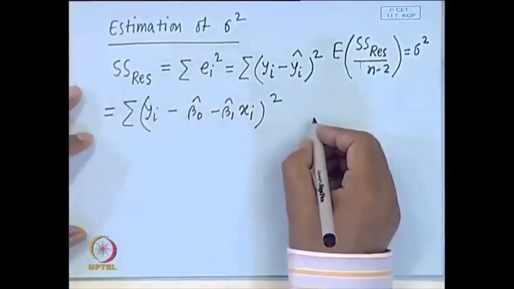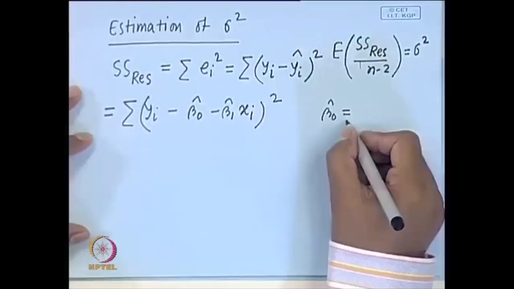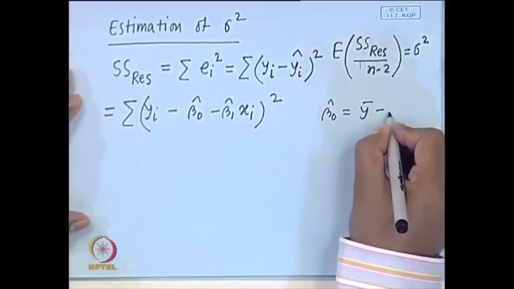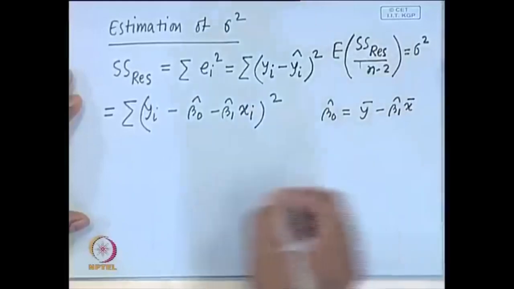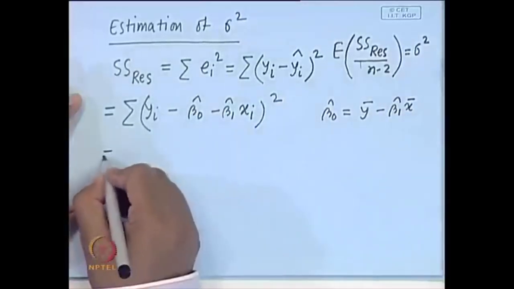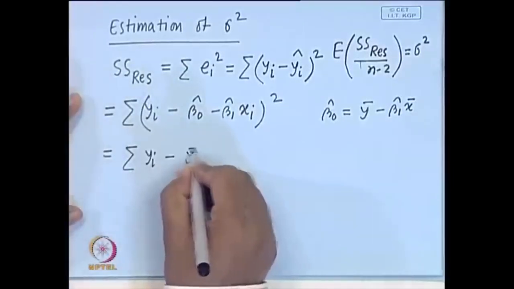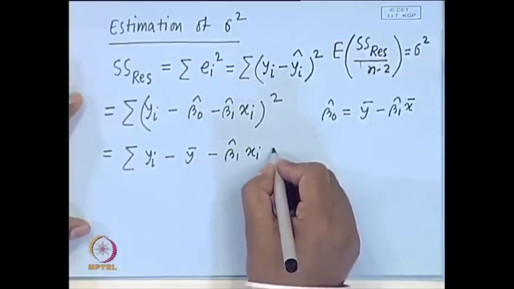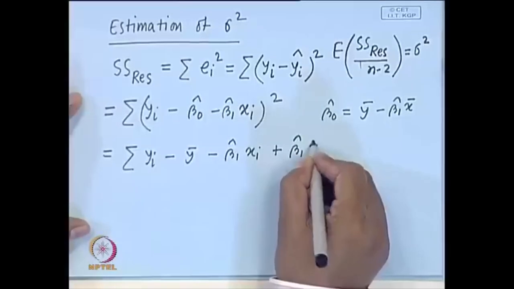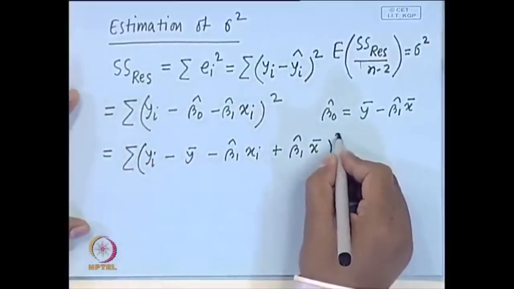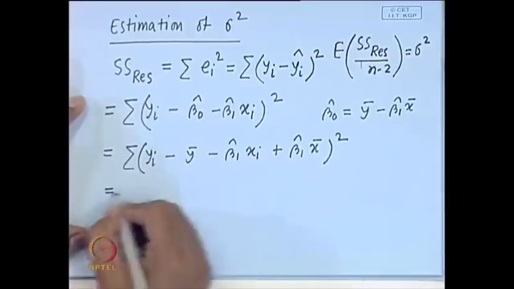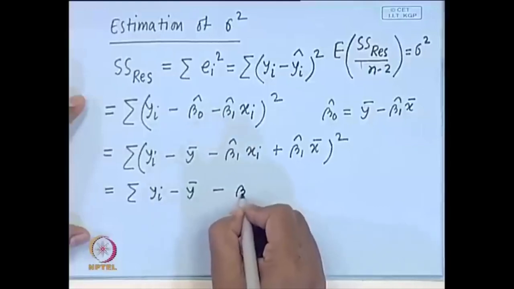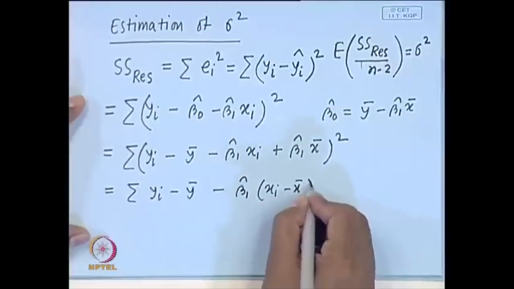Okay. So, what we do here is that we know that beta naught hat is equal to, just trying to find a convenient form for SS residual, beta naught hat is equal to y bar minus beta 1 hat x bar, right. So, we will just plug this value here. This is equal to summation y i minus y bar minus beta 1 hat x i plus beta 1 hat x bar, whole square. Okay, so, this is equal to summation y i minus y bar minus beta 1 hat into x i minus x bar, whole square.